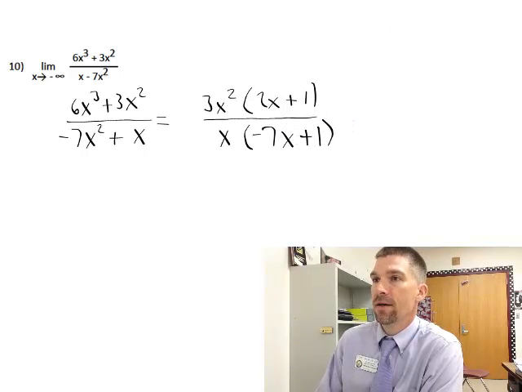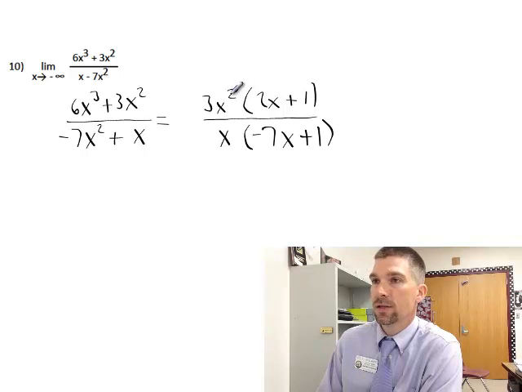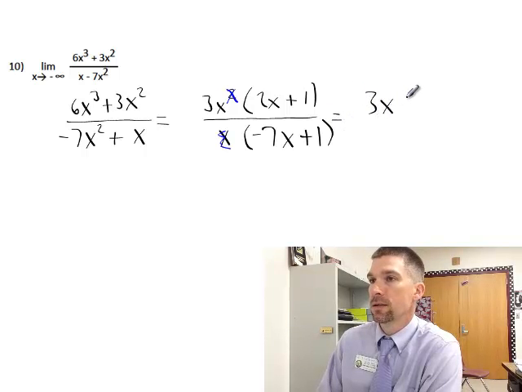And when you're looking at values that go to infinity, what's really important are going to be your leading coefficients. And so we can cancel this 2 out and cancel this x out. We end up with 3x times 2x plus 1 all over negative 7x plus 1.